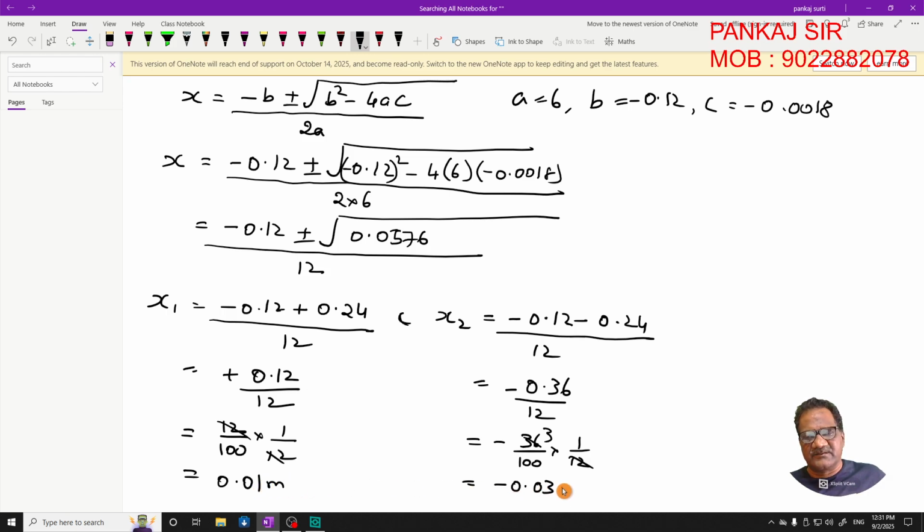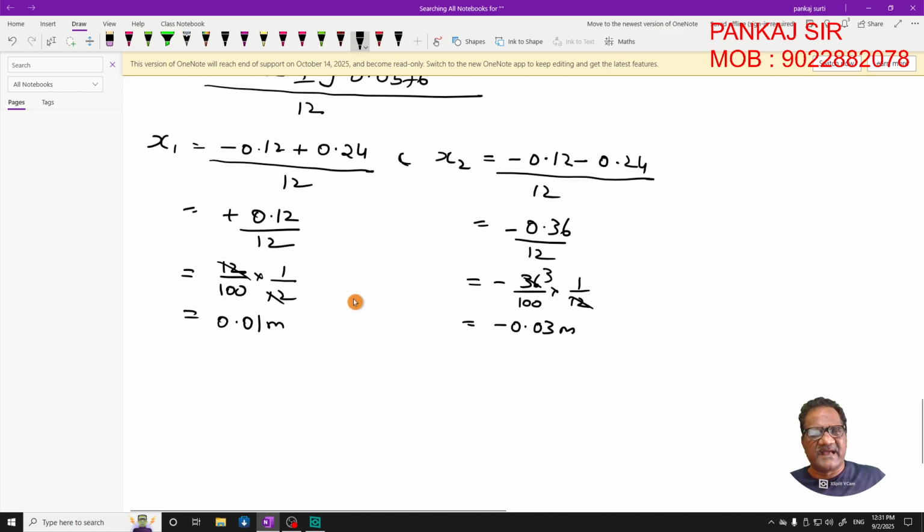This unit is in meters since we took everything in coulombs and meters. You get two values of x. One is x1 equal to 0.01 meter. The other one is x2, a negative number. But any distance cannot be taken as negative as a value of that distance. So we are ignoring this x2. Therefore, x1 is the right answer.